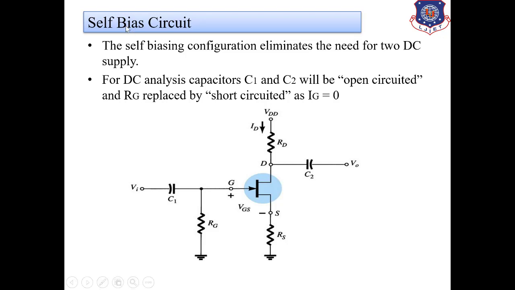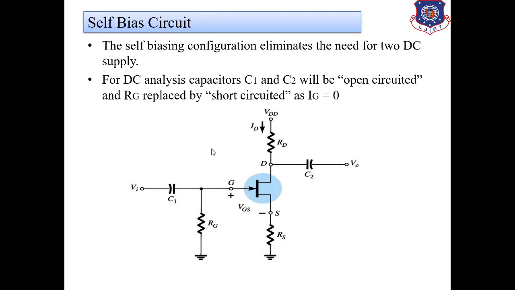Let's start with the self-bias circuit. This is the main circuit of self-bias. It eliminates the need of two DC supplies. Here we have applied only one DC supply, that is VDD, and three resistances: gate resistance RG, source resistance RS, and drain resistance, that is RD.